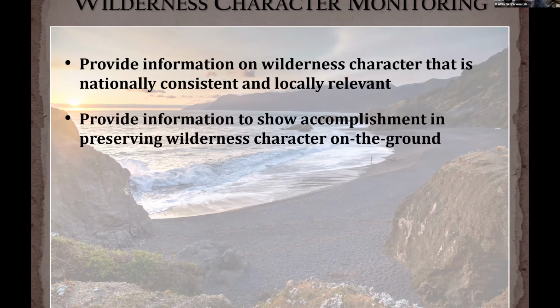And it allows us to see trends over time. So you can show that accomplishment of preserving wilderness character on the ground over time. The framework is really neat in that it shows how well wilderness character is being preserved at the wilderness level, right there on the ground, as well as it can wrap up to a forest level, to a region level, to a national level, the National Wilderness Preservation System. How well are we doing at all of these various levels at preserving wilderness character? And Mike will show a few examples of that as well.